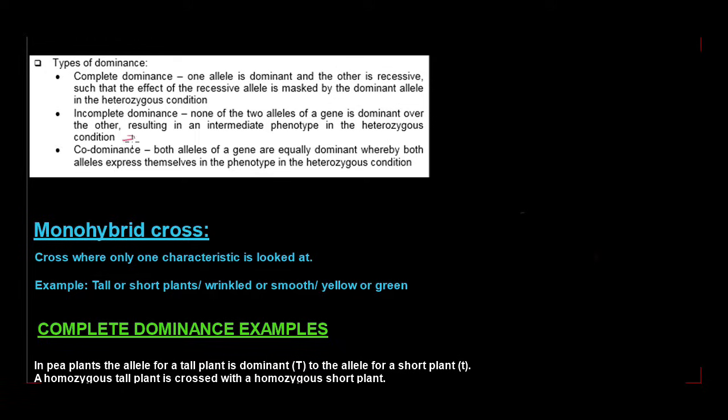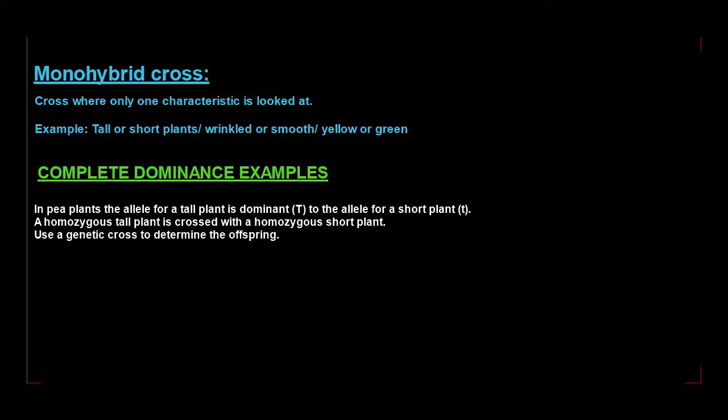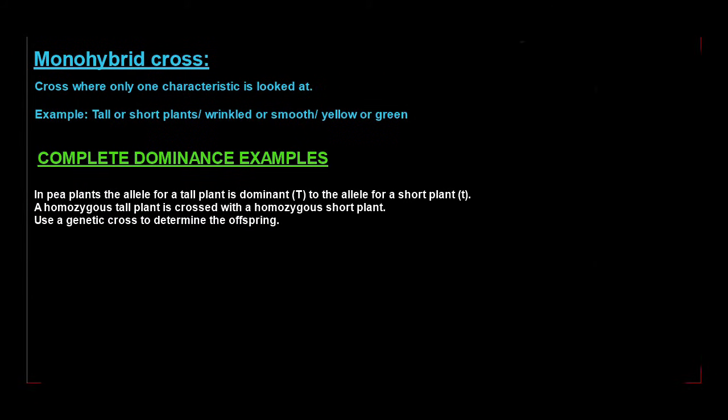So in this case, basically, you're creating something new. But we'll look at that when we do that cross. Codominance: both alleles of a gene are equally dominant, whereby both alleles express themselves in the phenotype of the heterozygous condition. So let's delve into these monohybrid crosses.